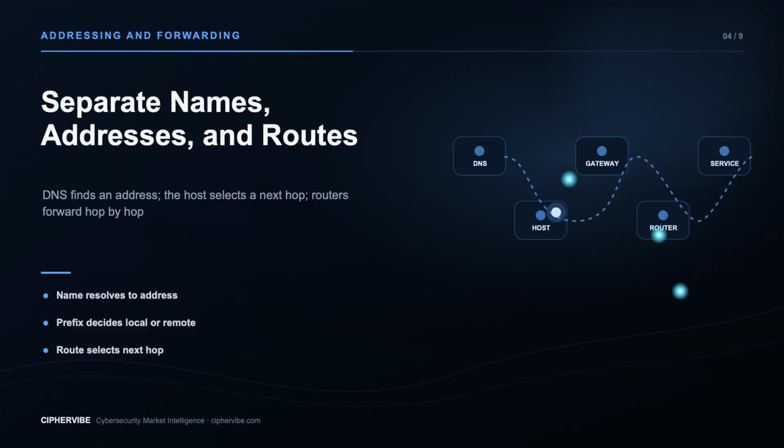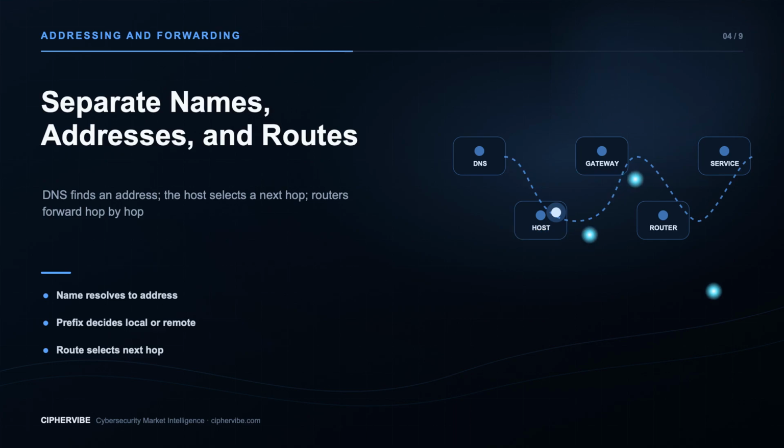If the destination is remote, the host sends the frame to a default gateway. The router performs a longest prefix match. The most specific route wins. The selected route identifies an outbound interface and possibly a next hop address. Each router repeats the decision until the packet reaches a directly connected destination network or a route fails.